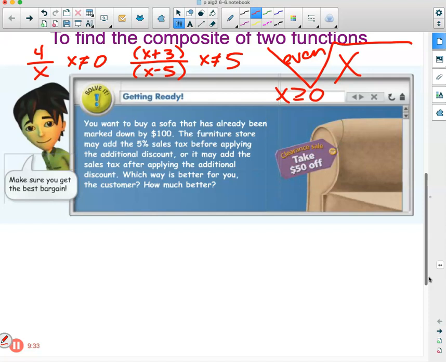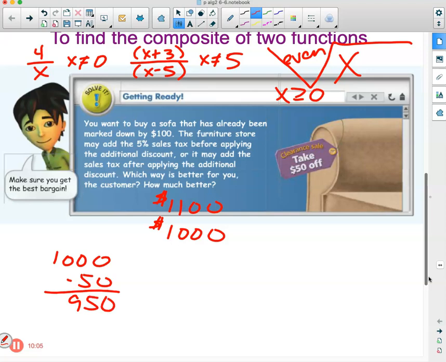So what I'm going to do is I'm going to make up a number that would be really nice to do math with. Let's just say that it started at $1,100. So you saw it in the paper for $1,000. Kind of an expensive sofa. Must have the recliners and leather and all of that. So $1,000. So you walk into the store and you see the $50 off. So you start thinking right away, I'm going to take that $50 off first. So now it's down to $950.